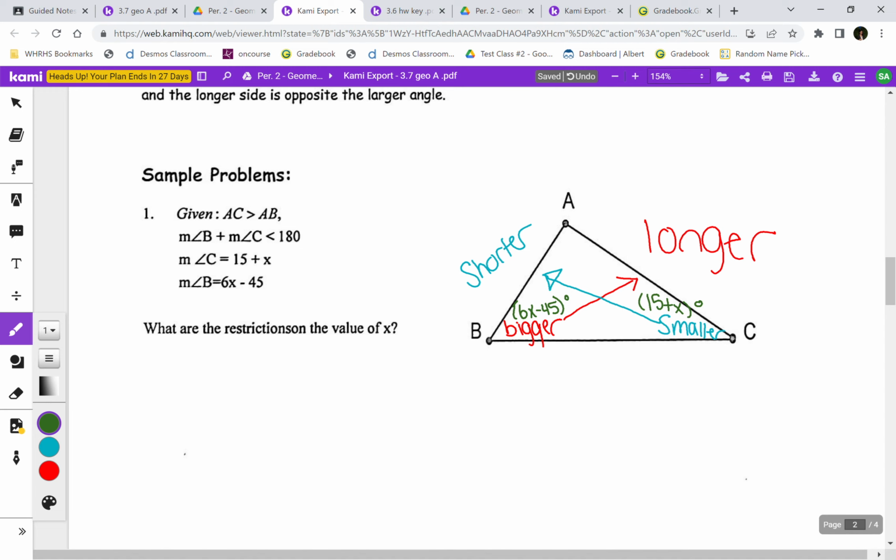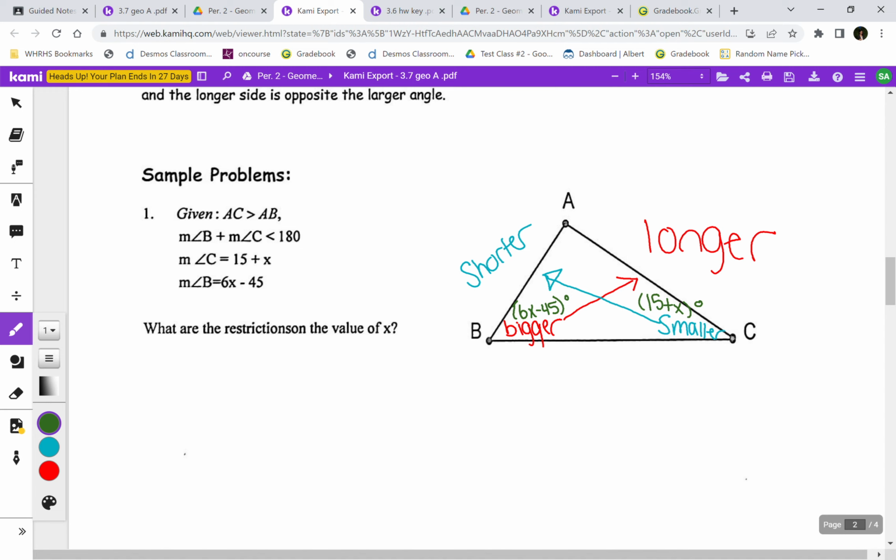All right, now my question to you is, what are the restrictions on the value of x? So when I ask you for restrictions, how many answers do I want? 1, 2. Wait, 2. We want 2 answers. We need a number it's smaller than and also a number it is greater than.